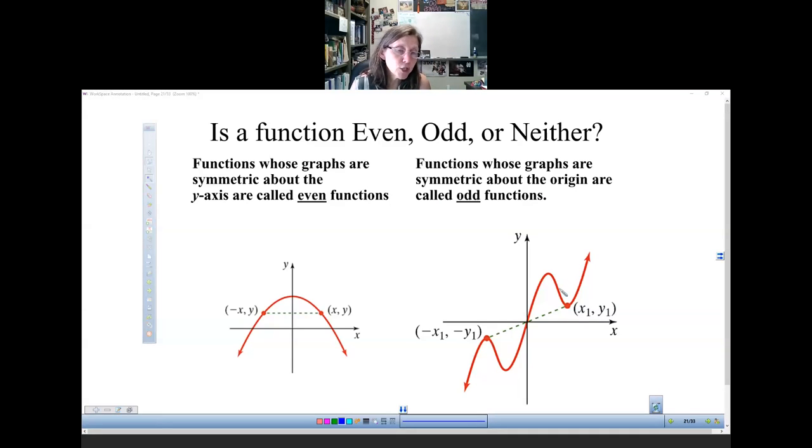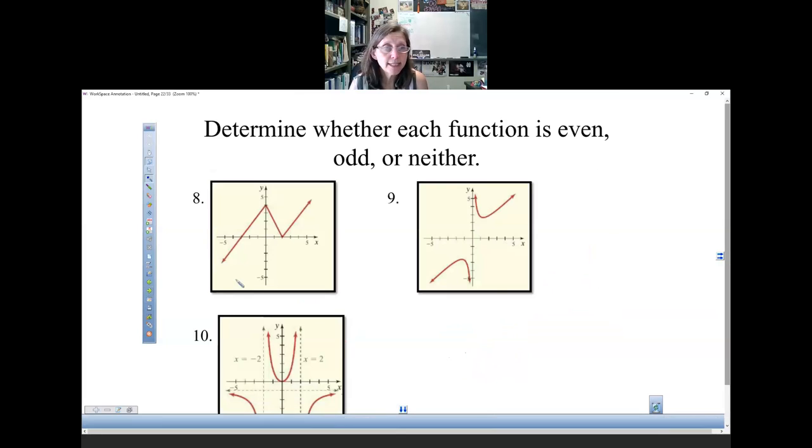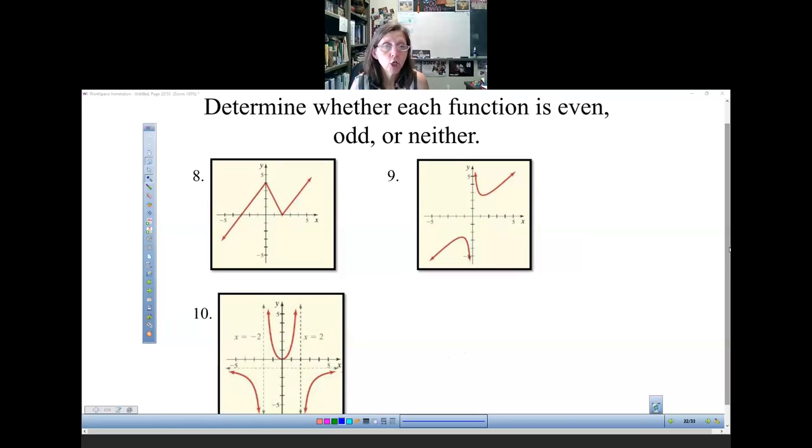So if it's symmetric about the origin in math world, then it's an odd function. Otherwise, it's neither. This is not going to be a huge concept, but it's on some of the questions, and you just need to be able to recognize it, especially the even functions. And so I'm going to give you some pictures, and you're going to identify them as even, odd, or neither, okay?